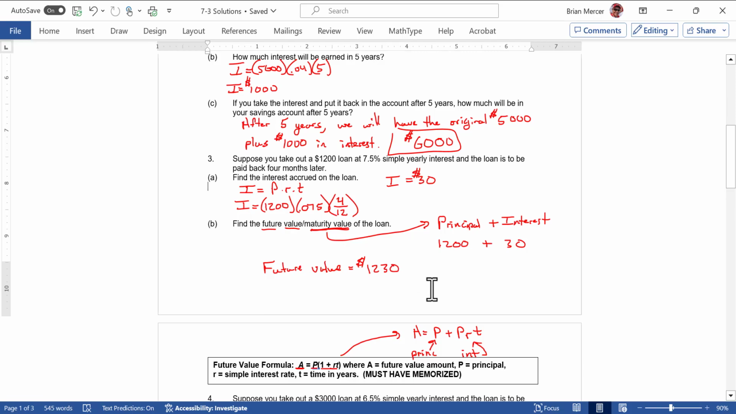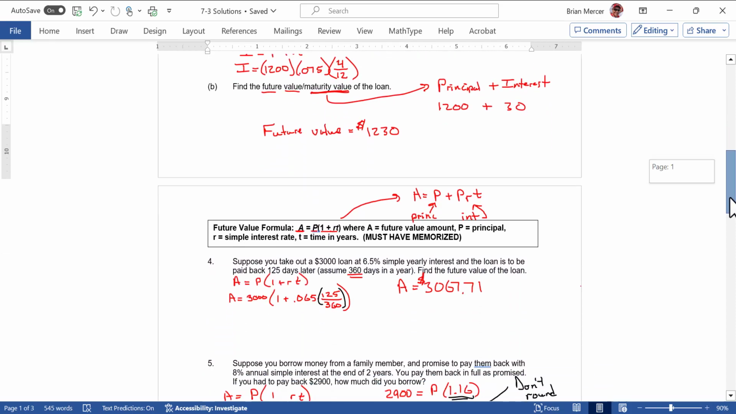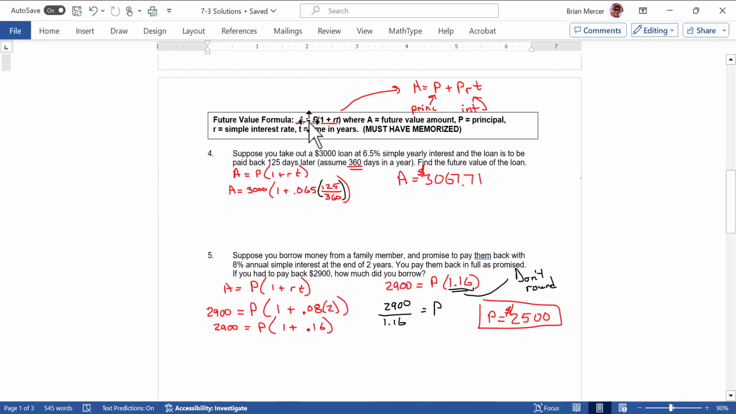So that future value, that amount, turns out to be $1,230. And that sort of leads us to our future value formula, where if you look at this, here's the way it's given. You'll see that it's A equals P times the quantity 1 plus RT. And that's one of those things that we really want you to have memorized.